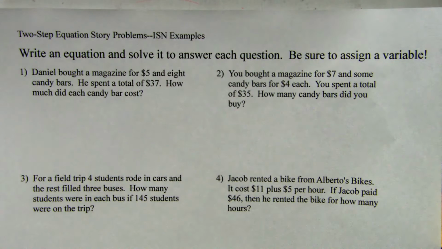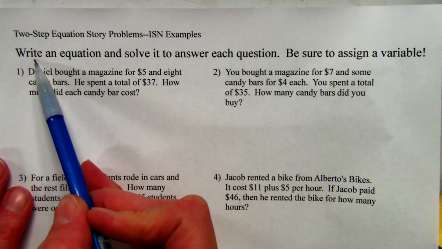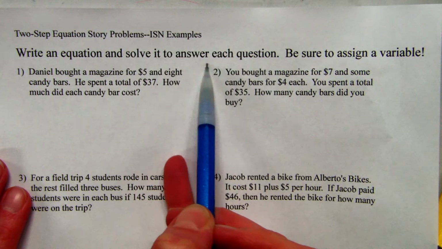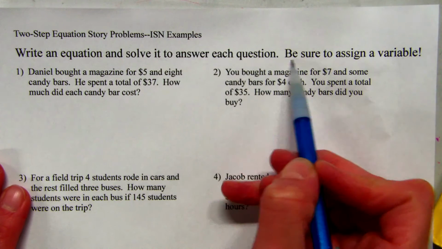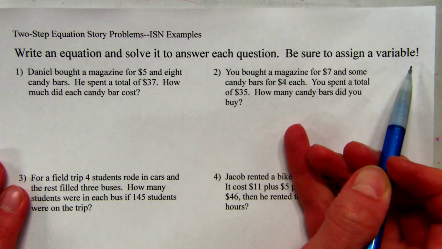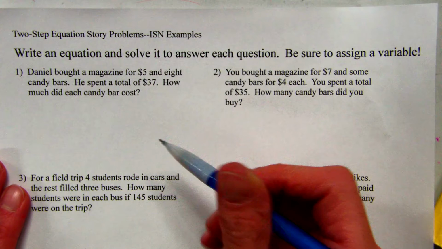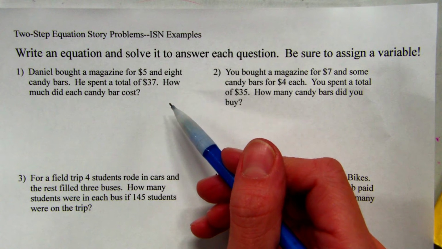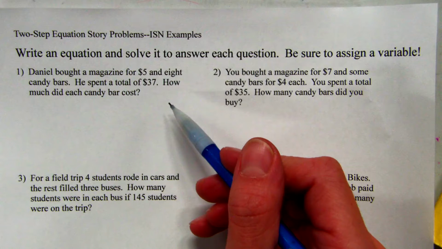Okay, let's look at two-step equation story problems. So if we read the directions, it says we're going to write an equation and solve it to answer each question. Be sure to assign a variable. Now I will tell you that it's actually not impossible, pretty easy, to solve all of these using regular arithmetic that you learned in elementary school.